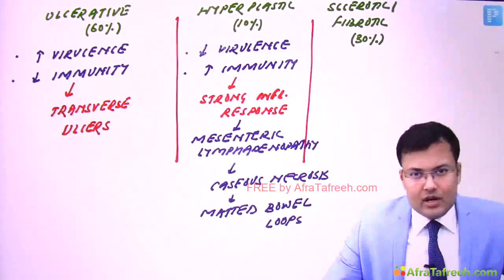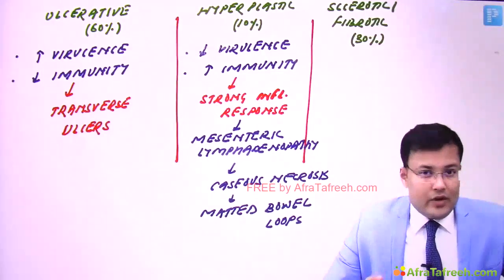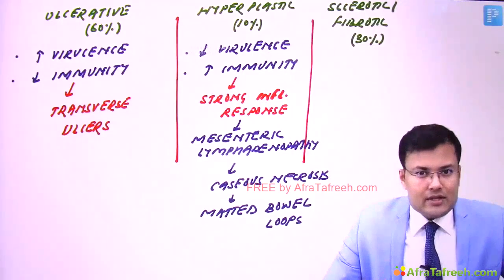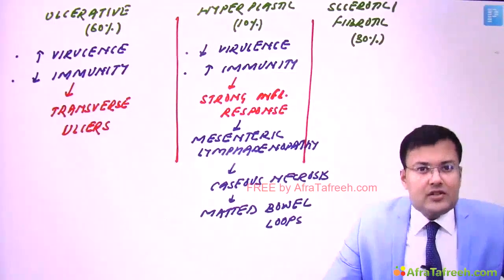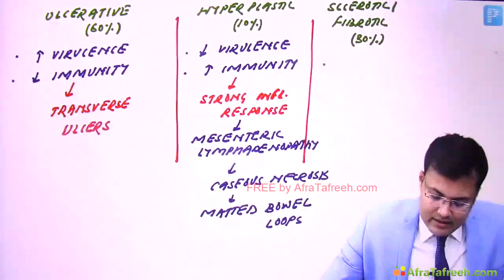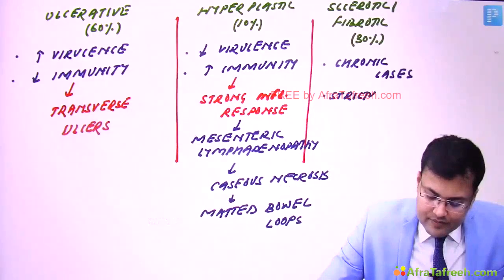What happens in the sclerotic or fibrotic variety? In chronic cases, whenever there is healing of the ulcer, healing occurs by fibrosis, and because of this healing, there is formation of stricture. So this is sclerotic or fibrotic. It is seen in chronic cases, and in these cases there is formation of stricture.